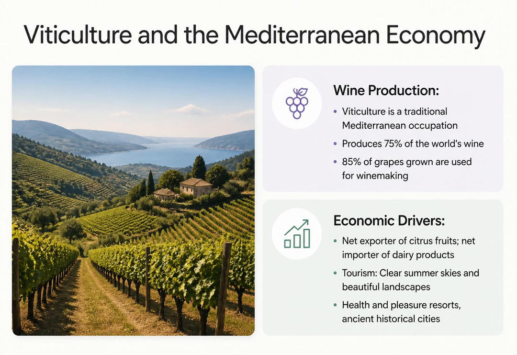Economically, these areas are massive exporters of fruit and wine, though they have to import dairy due to the lack of pasture. Beyond agriculture, the reliable, clear summer skies and stunning landscapes make tourism a massive economic driver, drawing millions to ancient cities and coastal resorts. We'll see how this compares to the warm, temperate eastern margin climate next.